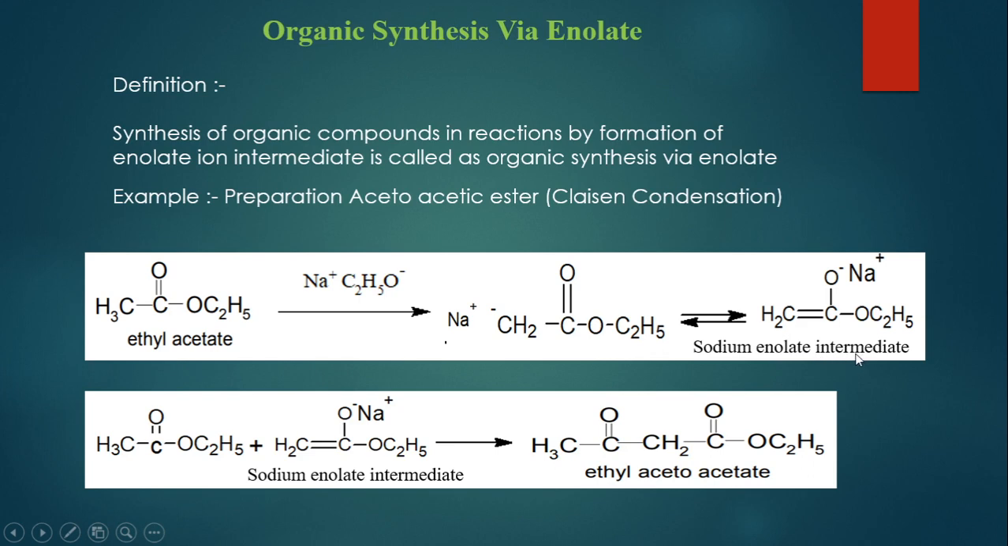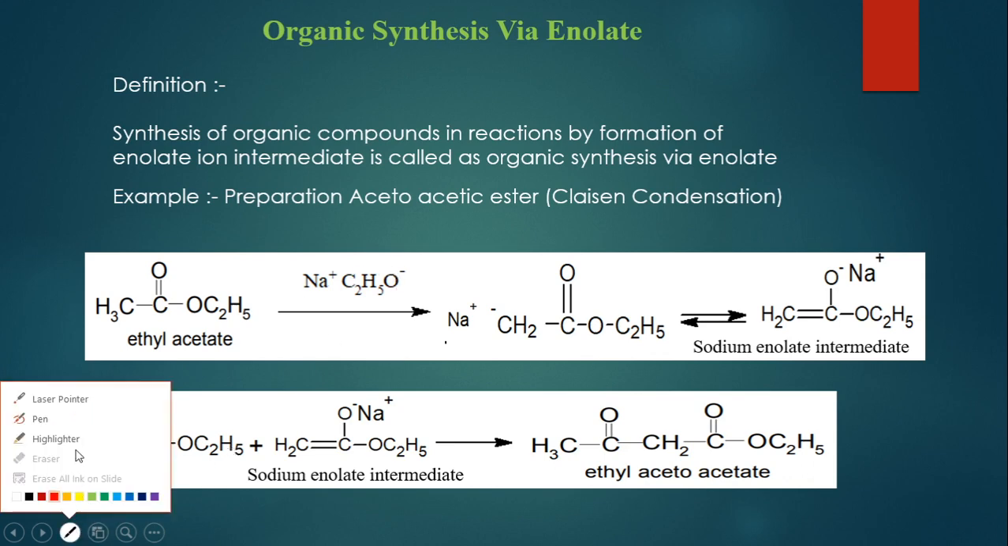How is this intermediate formed? When 1 mole of ethyl acetate is reacted with the base, that is sodium ethoxide, this sodium ethoxide is ionized, generating the positive sodium ion and the negatively charged ethoxide anion.